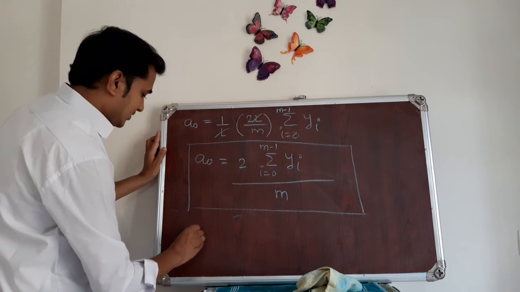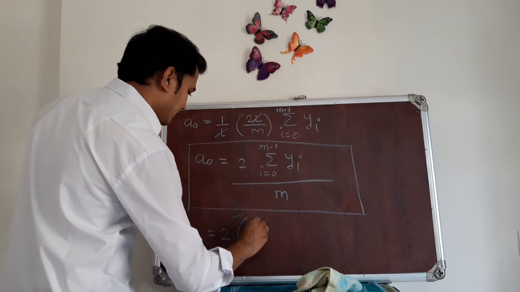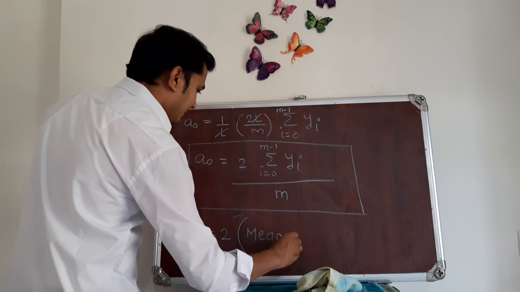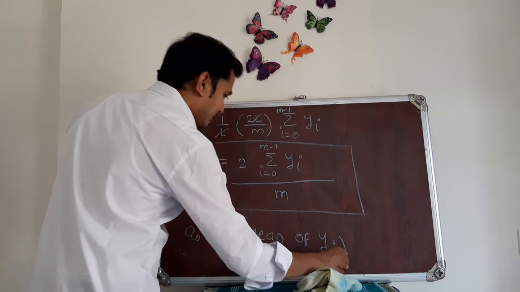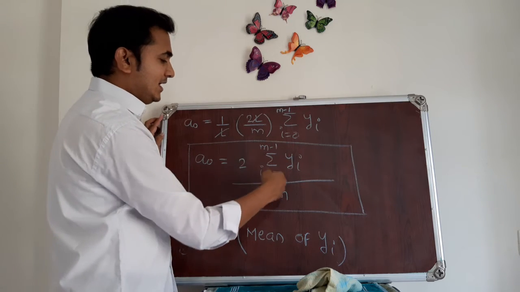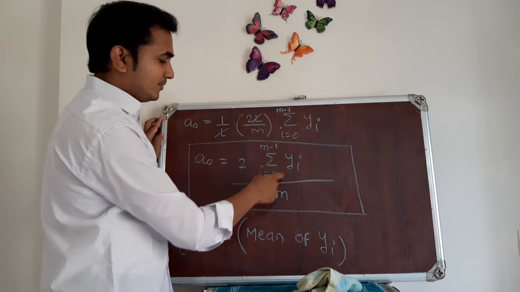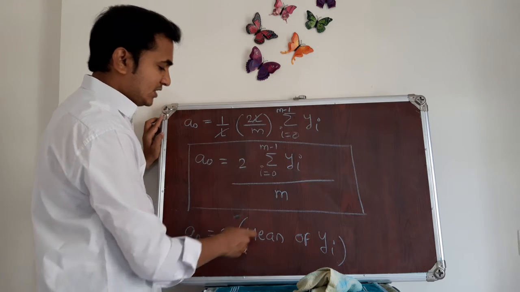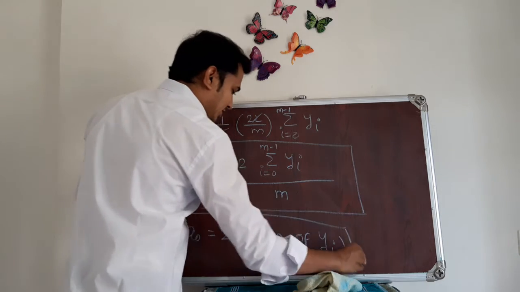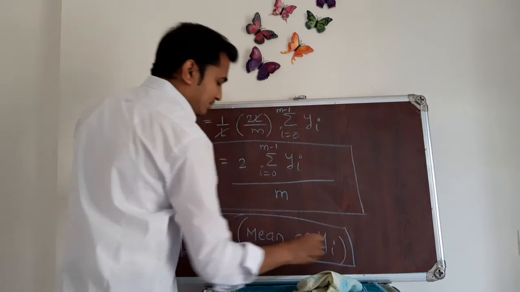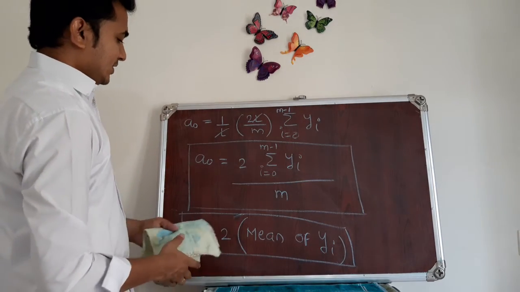So a naught is equal to 2 into mean of yi, because summation yi upon m. How many yi's are there? m. You are dividing by m, so this is the mean value of all values of yi. So a naught is 2 into mean of yi.